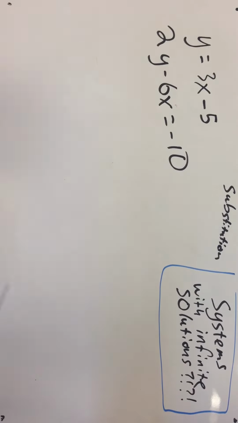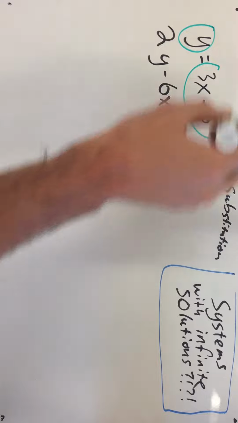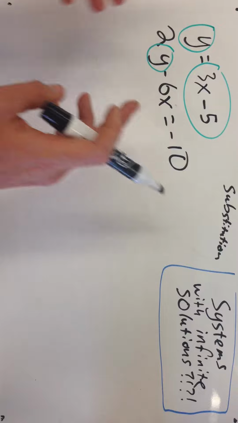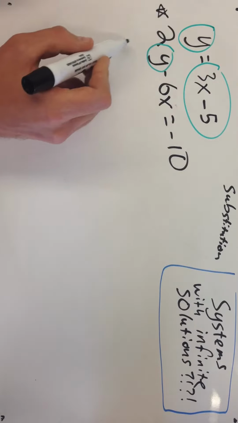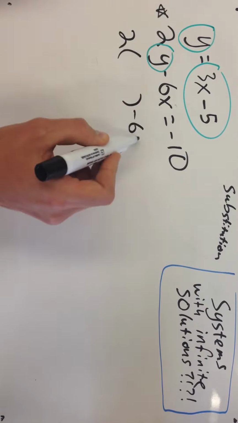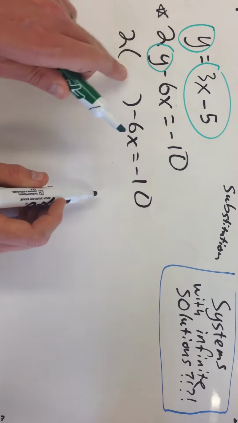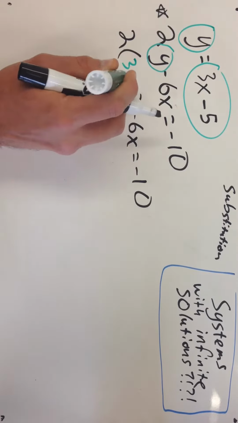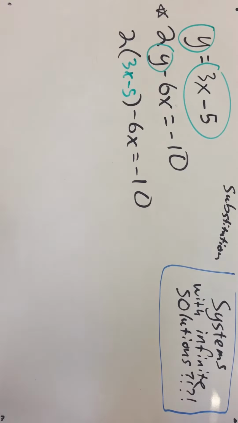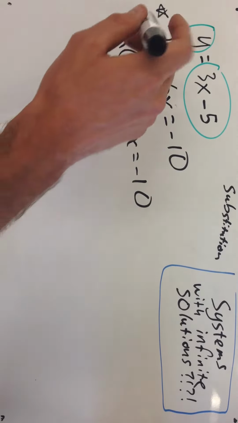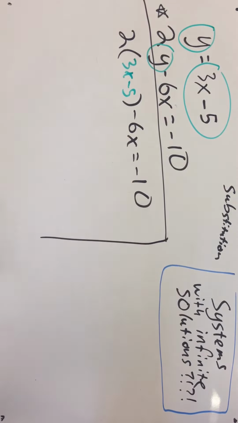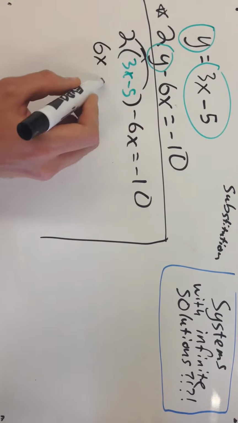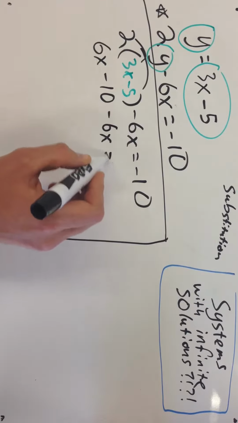So what do I do? I notice that y equals 3x minus 5. So I look at my y in my second equation, I say, hey, I'm going to rewrite this second equation, but instead of including that y, I know y equals 3x minus 5. So I'm just going to substitute that in. So now I have this new problem I've got to solve. And I got to solve for x. So I'm going to distribute. And I'm going to get 6x minus 10 minus 6x equals negative 10.